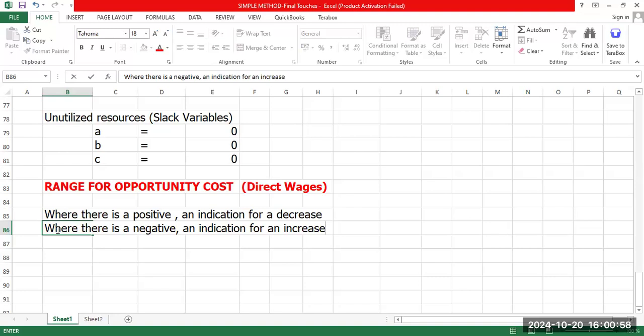Now, what does this one mean? Remember, we need upper limit and lower limit. So where you have a positive value, yeah, it will help you to get the upper limit.